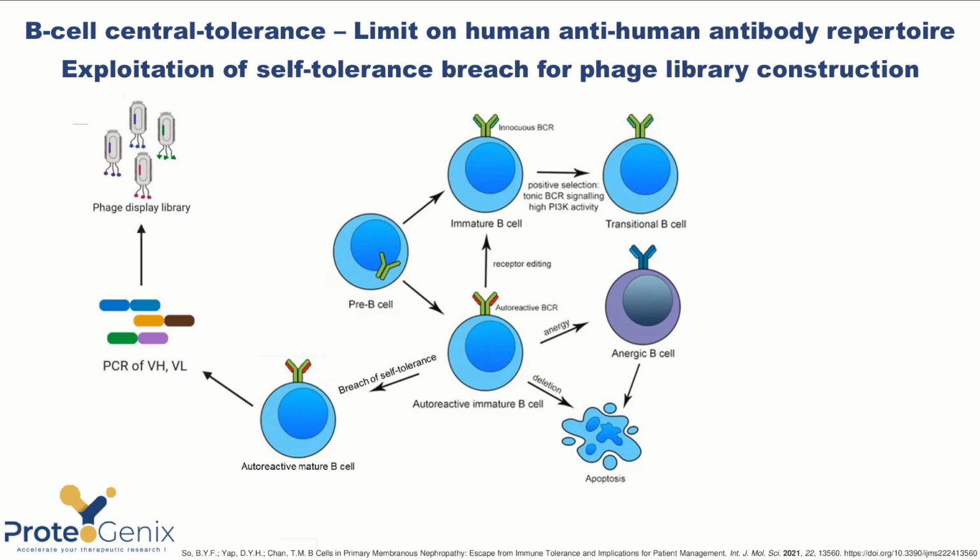One way of getting past this in order to have a phage display library with a greater quantity of human anti-human antibodies or autoantibodies is by exploiting a breach of self-tolerance for the creation of our phage display library. We can do this by taking a pool of B cells enriched for autoantibodies for our RNA isolation, PCR, and cloning.